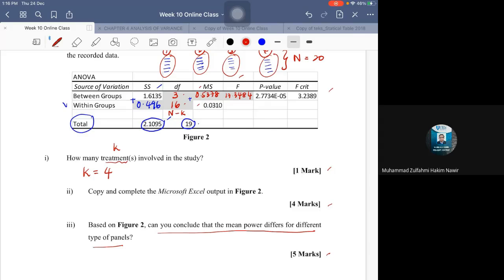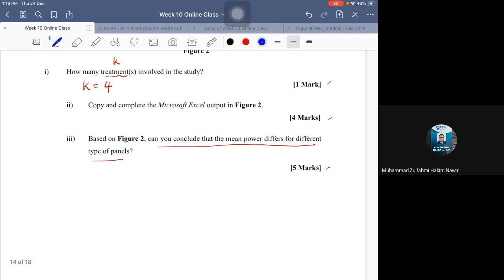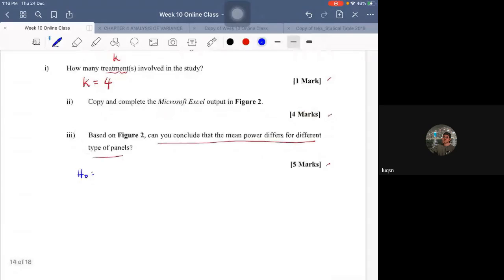No. So when you come across the words "can you conclude" or "test the fact that", those are going to be hypothesis testing. So we are going to do all the steps that we are required to do for hypothesis testing, of course. So how many mu will I have for this case if I wanted to write in terms of symbols? I'm going to have mu1 is equal to mu2 is equal to mu3 is equal to mu4. Why? Because I have 4 categories. My k is equal to 4.